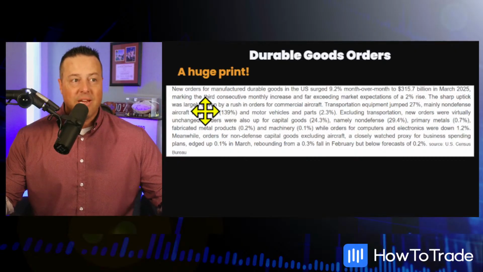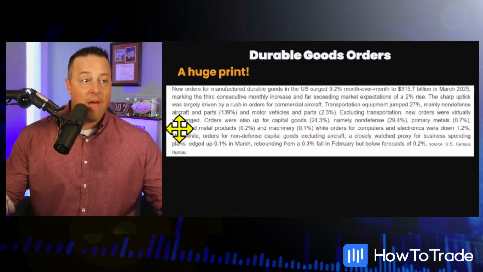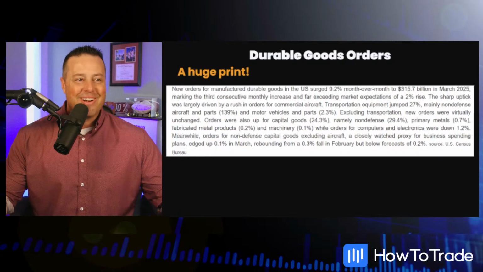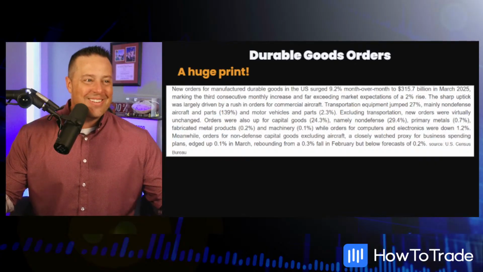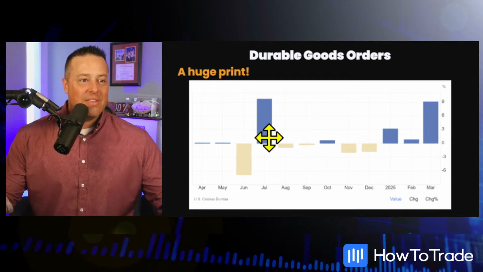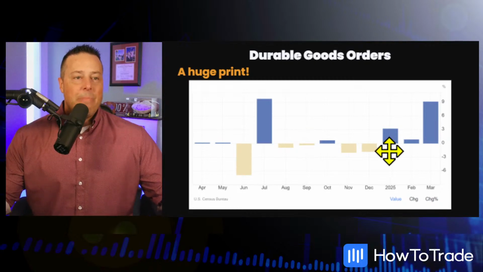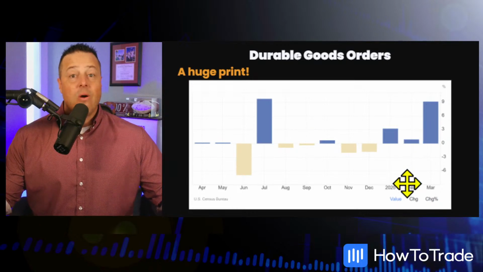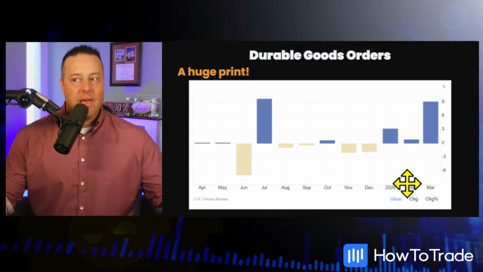The sharp uptick was largely driven by Russian orders for commercial aircraft. Not Russian orders for commercial aircraft, Russian orders. So you definitely want to make that distinction. But this was a huge print. Take a look. We haven't seen anything like this since last July, and it's the third straight build in a row. That's a big-time consumption indicator. That suggests that we are moving higher.